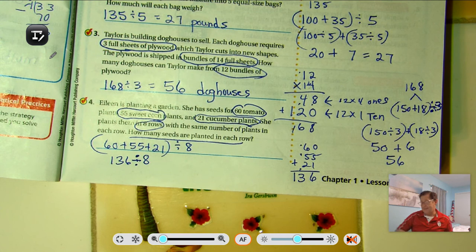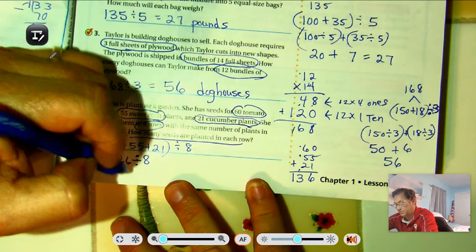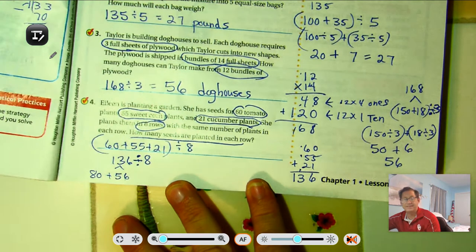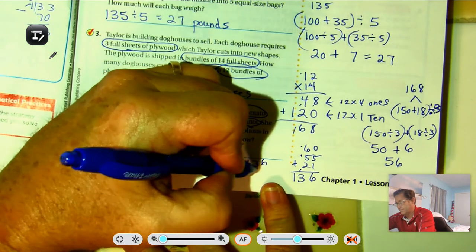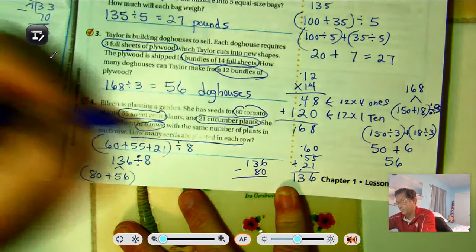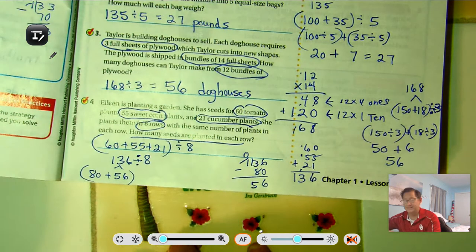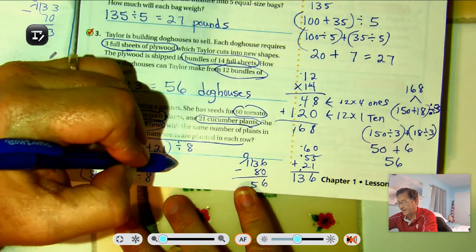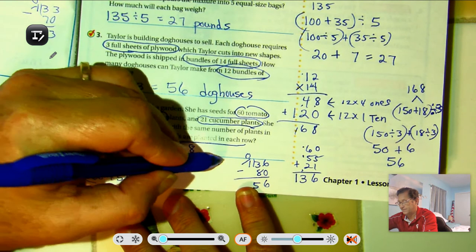Well, 8 times 10 is 80. So if we break 136 into 80 plus 56, how did I get 56? Because in my head I subtracted 80 from 136, and that gave me 56. Okay, we're going to divide each of those by 8. 80 divided by 8 plus 56 divided by 8.